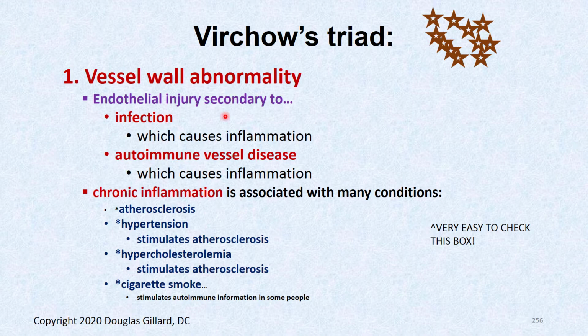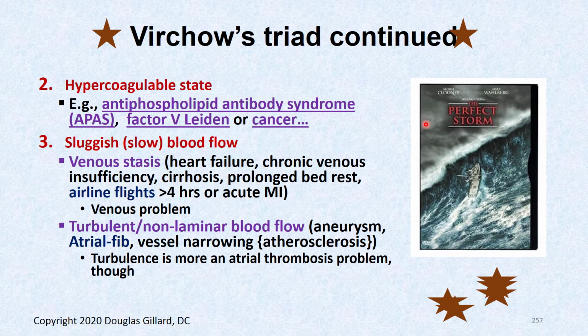So you can have endothelial wall injury from an accident you were in, or maybe some autoimmune disease attacking a vessel, Berger's disease. Okay, so if that doesn't work, any chronic inflammatory condition ticks the box, like atherosclerosis or hypertension, hypercholesterolemia, cigarette smoking. So it's really very easy to tick this box. So almost everybody's box is ticked on this one.